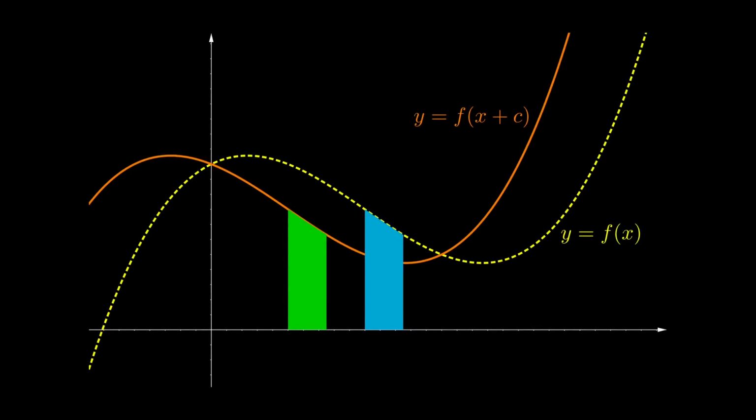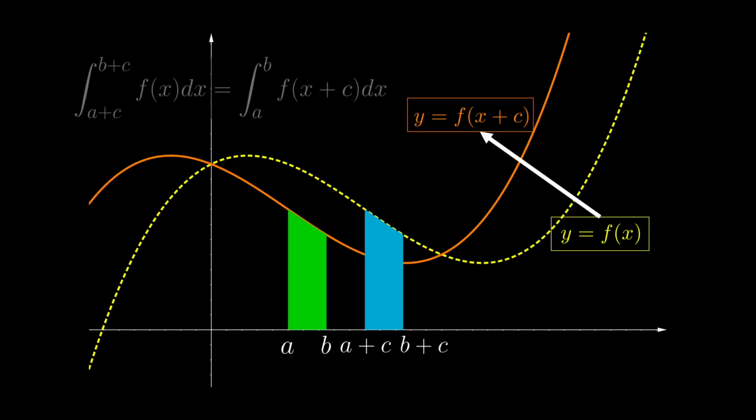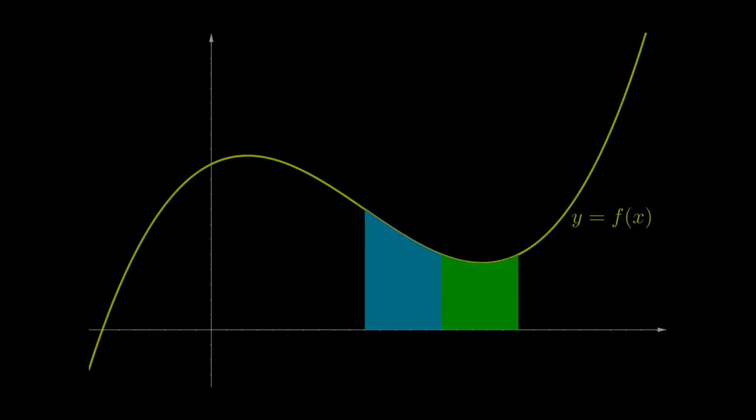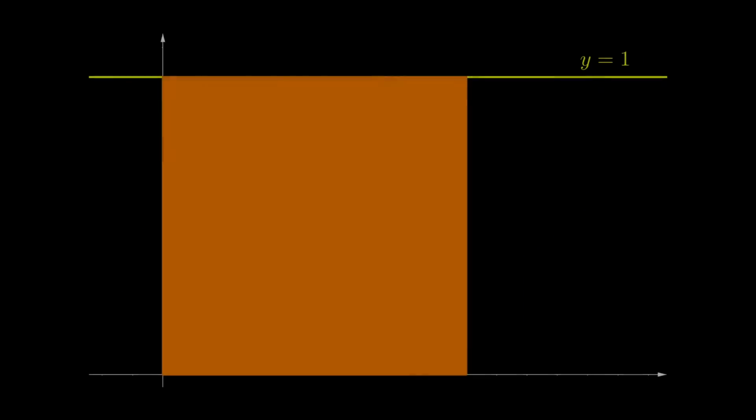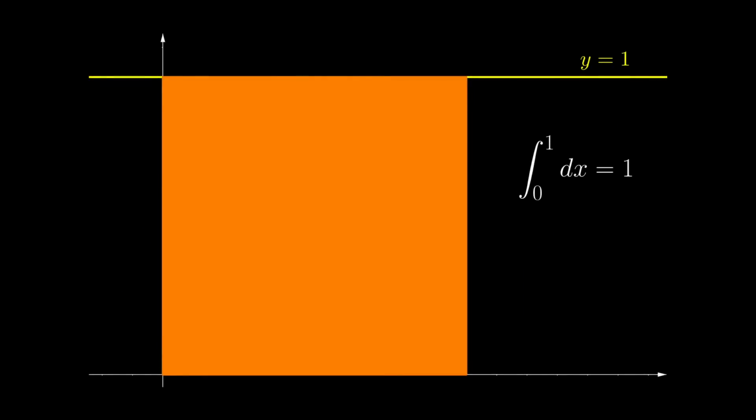We can also translate the area to the left or right without the area changing, but remember that when we add c in the argument, the graph shifts to the left by c units, so we have this formula. Finally, we have this additive property of the definite integral, which you can see pretty easily in this diagram, as well as the obvious conclusion of the integral of 1.